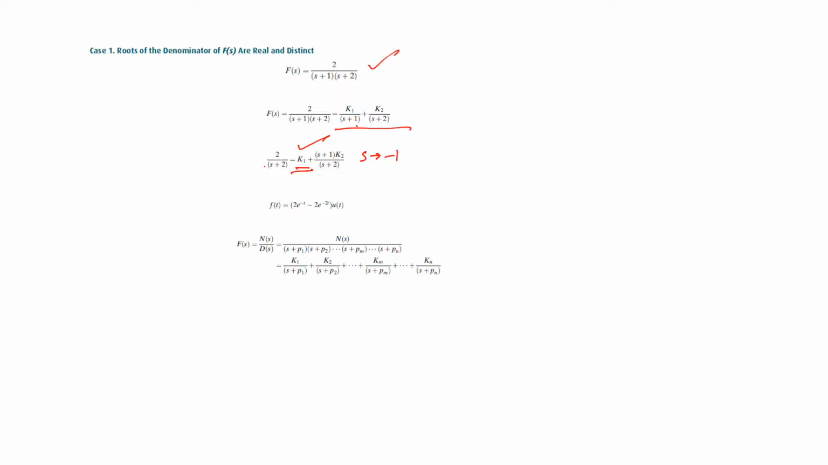First we multiply it with s plus 1, then we use s equals minus 1, so it will give the value of k1. Similarly, in the second case we multiply the whole equation by s plus 2, and then let s approach minus 2 to get the value of k2. So in this way we can get the value of k1 and k2.